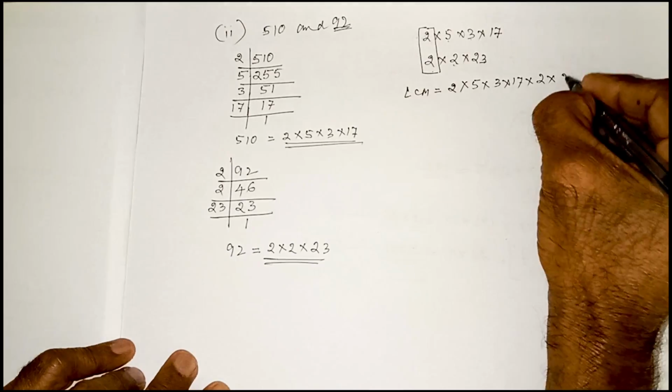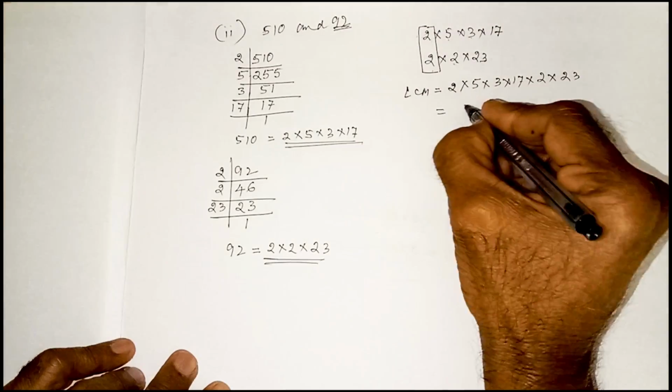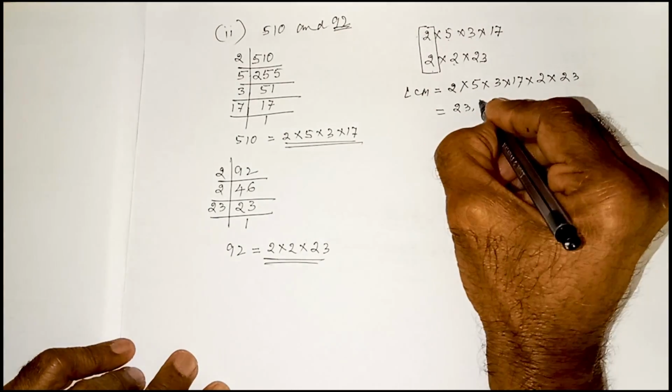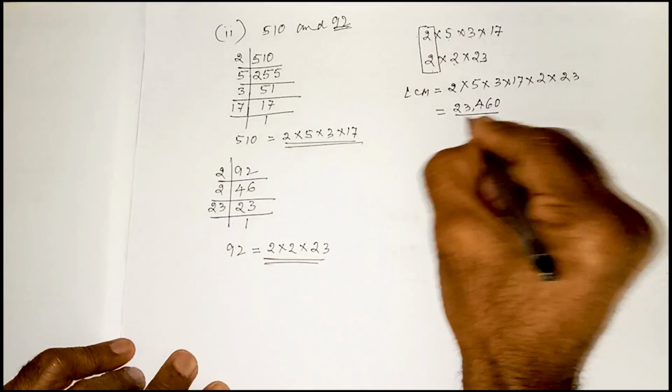It's a big number. When you multiply, what do you get? You get a big number, 23,460 that you have to multiply. This is the LCM.